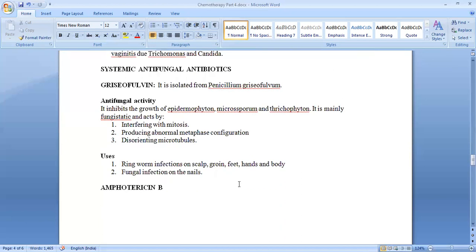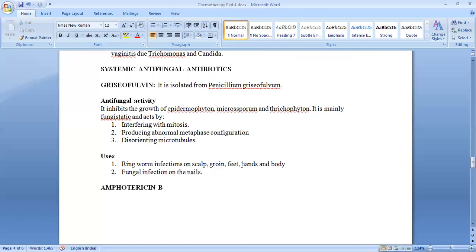It is used to treat ringworm infection on the scalp. Scalp means the part of the head from where the hair is growing, or in the groin, right? Groin is the region where the reproductive organs are present.